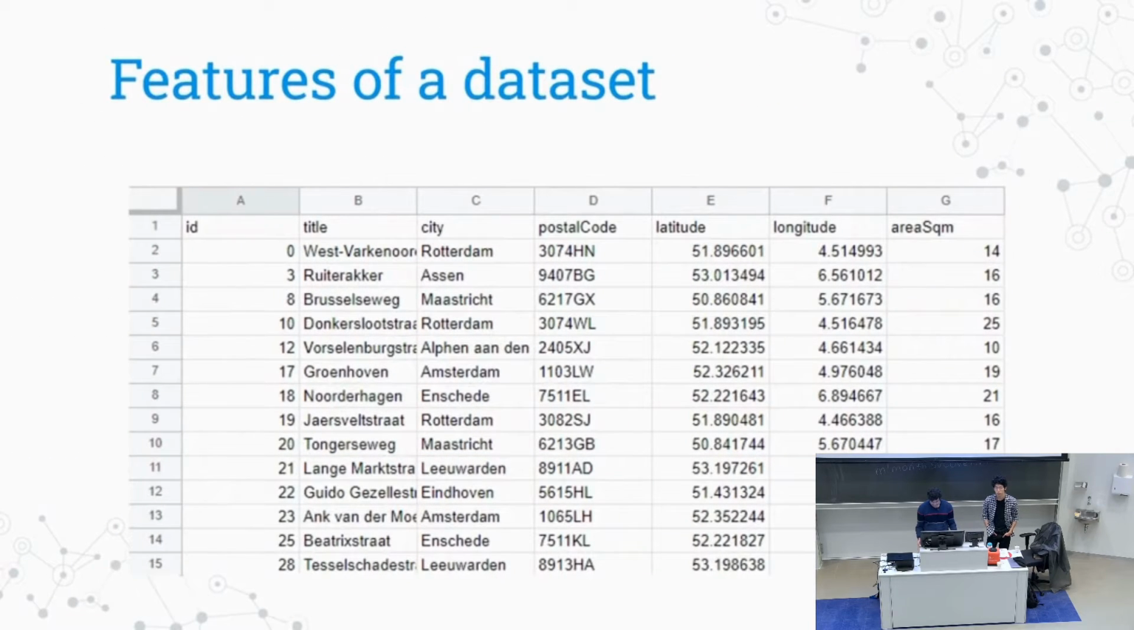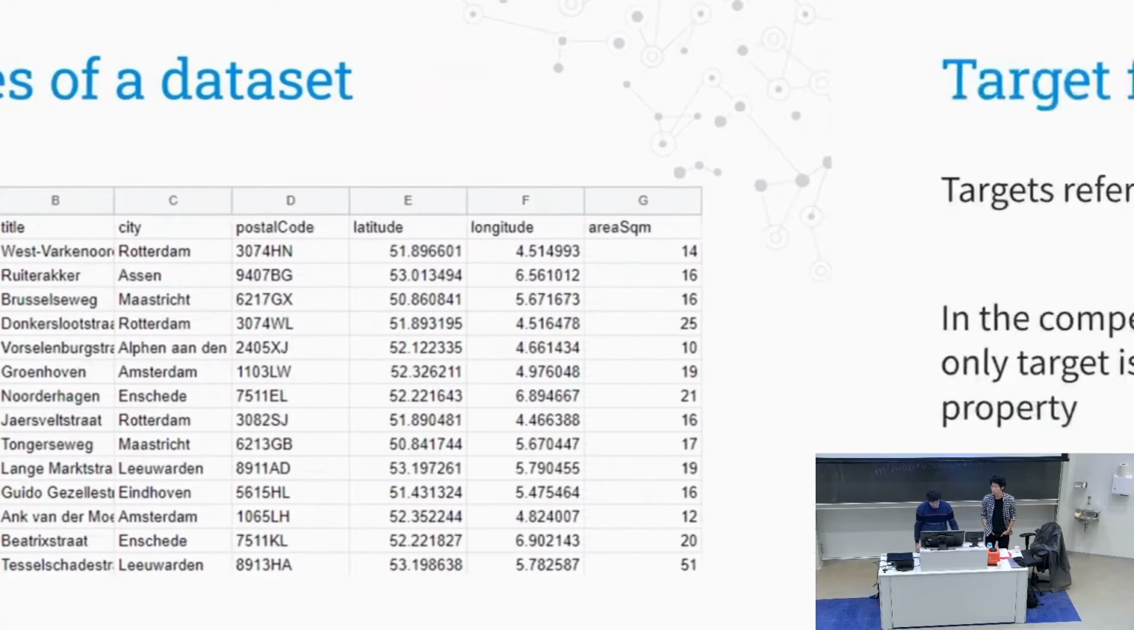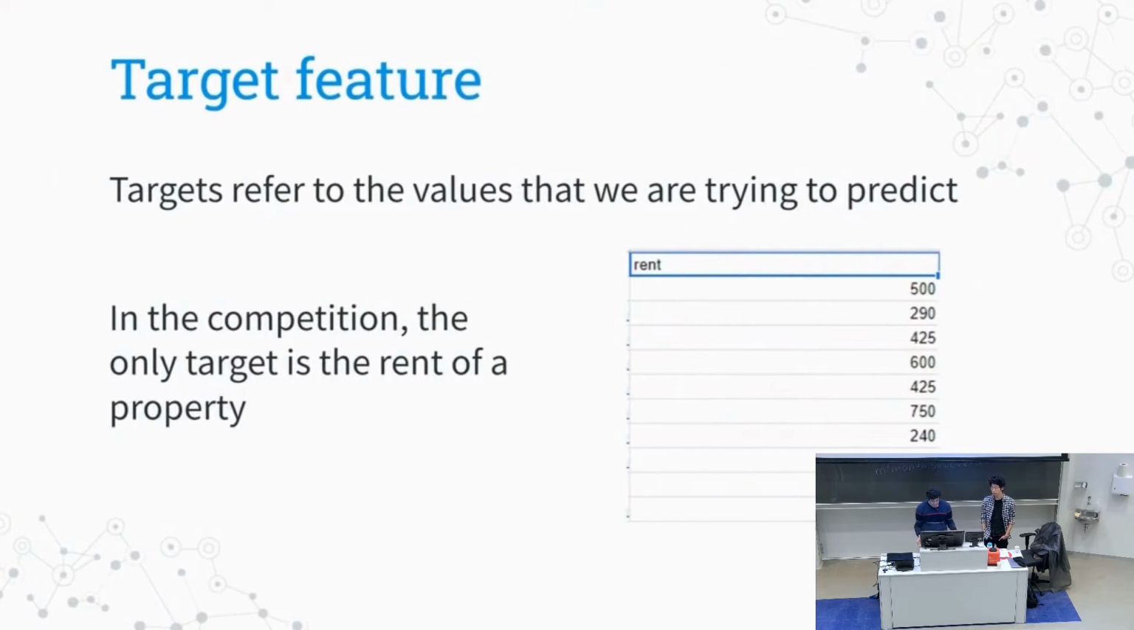Now that we understand different types of data, let's try to classify some attributes from the competition. So what would title be? What kind of category would title fall under? Yeah, categorical data, that's right. The same thing with city, it's also categorical data, as well as postal code. Now what about latitude and longitude? Exactly. Now let's try to apply the same reasoning to the target feature. What would the rent be in this case?